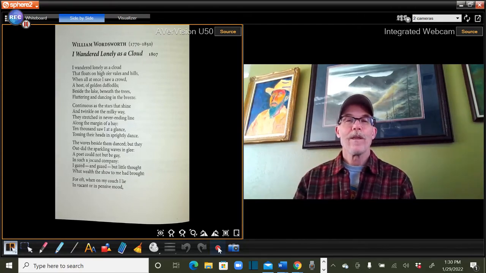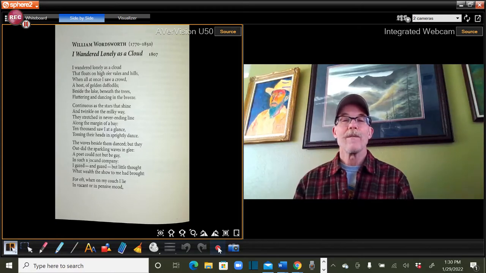I thought I would start with a split screen here and see if I can make this work so that I could say hello in person. So we're going to be taking a look at William Wordsworth's poem, I Wandered Lonely as a Cloud. And all we're going to be looking at with respect to this particular poem today is figurative language. So this is our unit of study for this module.